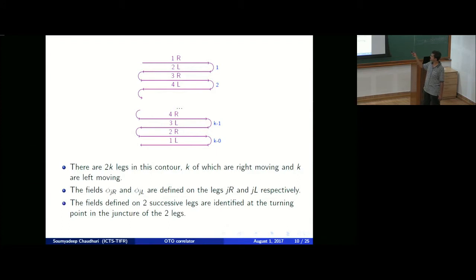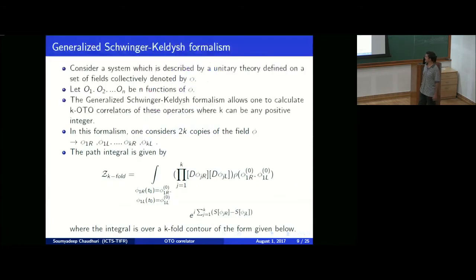So the contour is a k-fold contour, that is, it has k future turning points. Amin was talking about future turning points in his talk. So in this case, you have k future turning points where you can put those k future turning point operators that Amin was talking about. So for k-OTO correlators, you need such k-fold contours.